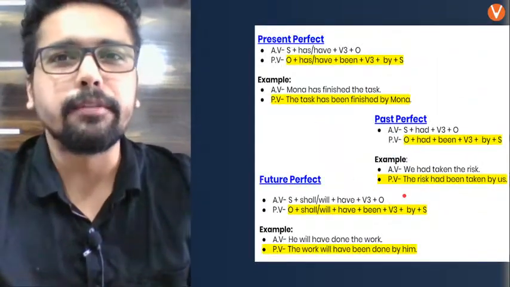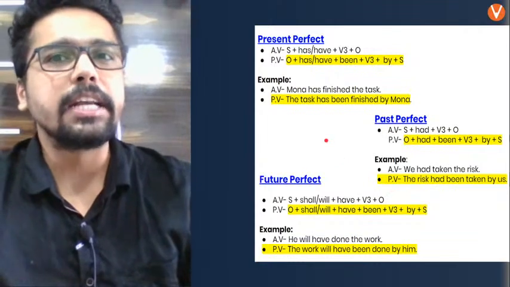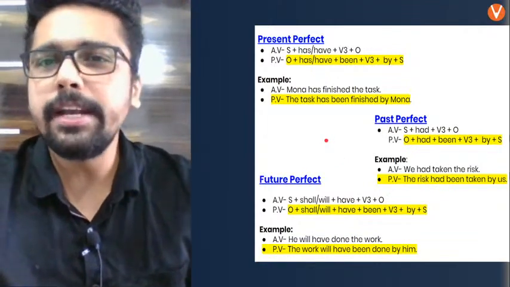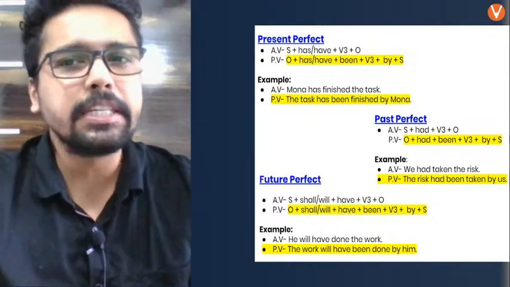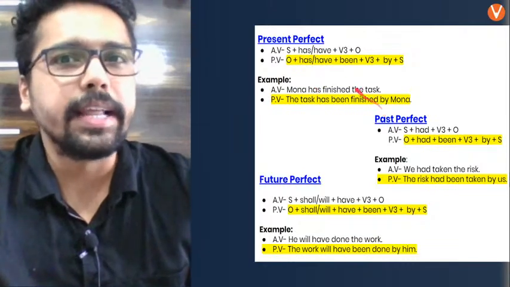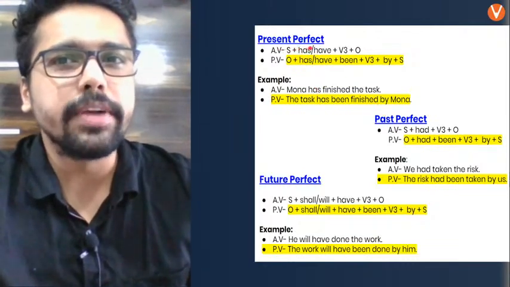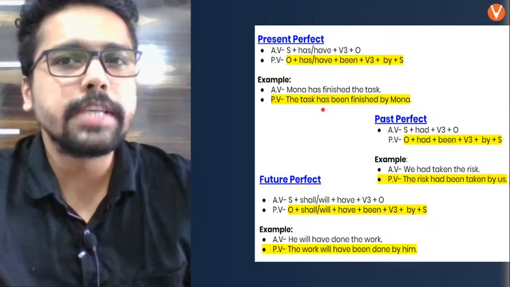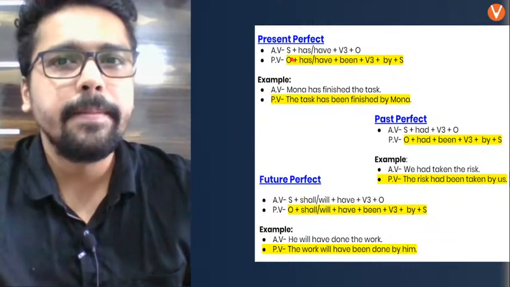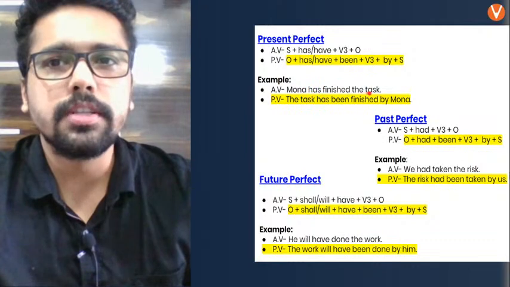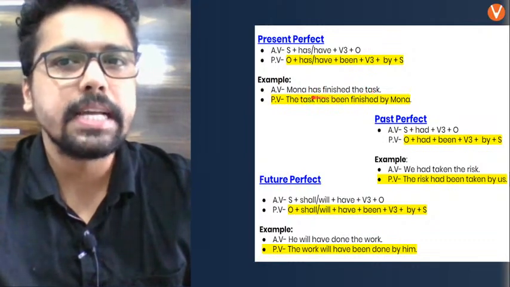Now look at the next line of the song. Have, has in active, have been, has been in passive. Had in active, had been in passive. Will have in active, will have been in passive. So we are talking about the perfect tense now. First of all, you see present perfect tense. Have, has in active, have been, has been in passive. See, look at the structure. We have the subject plus have or has plus V3 here. So for example, Mona has finished the task. This is a present perfect tense.